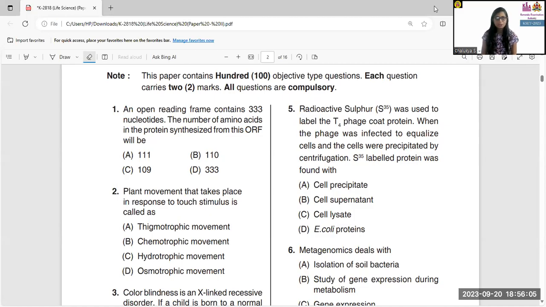So in this video, I'll be solving and discussing the previous year KSET Lifescience question paper. So without any further delay, let's get started. So we just move to the first question of the KSET Lifescience question paper. So here, you can see the first question.